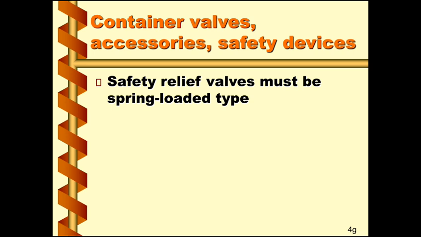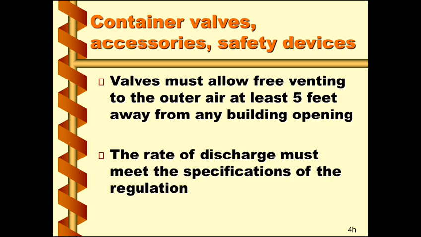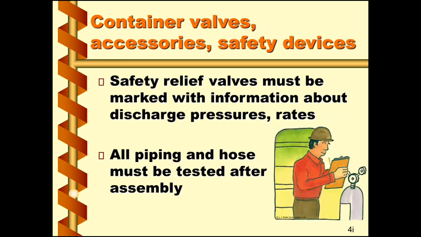Safety release valves must be spring loaded type. The valve must allow free venting to the outer air at least 5 feet away from any building opening, and the rate of discharge must meet the specifications of the regulation. Safety relief valves must be marked with information about the discharge pressures and rates. All piping and hose must be tested after assembly. These are the safety rules and regulations that should be followed.